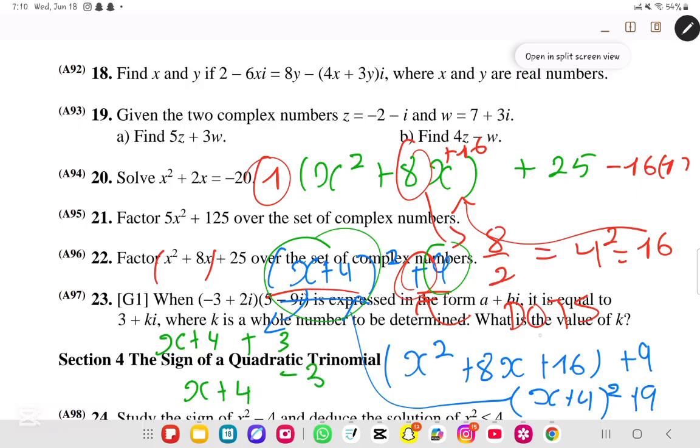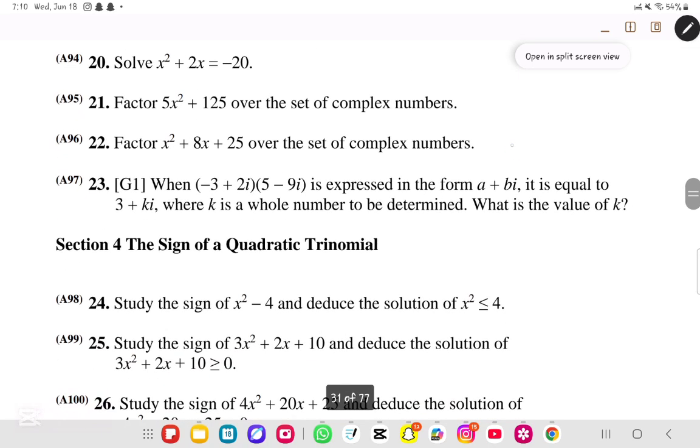However, because it is a difference of two squares but we have plus instead of minus, you will put what? An i next to it. And very simply, that's it for question number 22. We'll move on to question number 23.